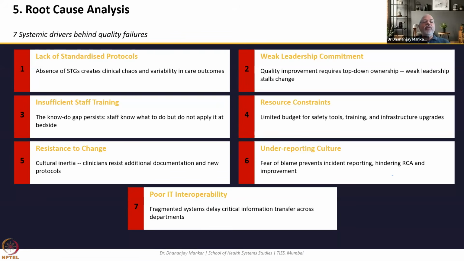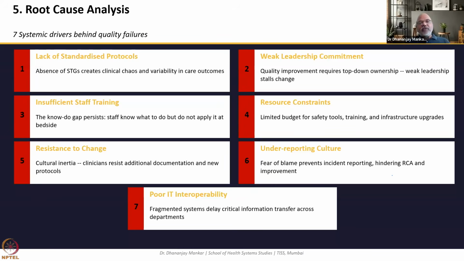And resource constraint, which is also seen very commonly in major Indian hospitals, private hospitals and government hospitals. They face limited budget for safety tools, training and infrastructure, which are major reasons. Your safety tools will play a major role in improving the quality. Training is very, very important, and as a basic fundamental, the staff fails more because of poor training and not understanding. And infrastructure upgrades will make quality more sustainable.